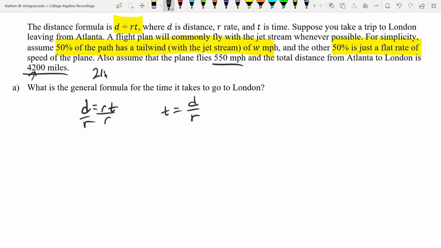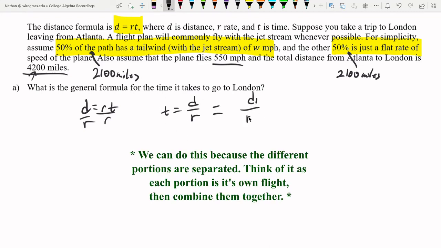So 2,100 miles goes with the jet stream, and 2,100 miles is a flat rate of speed. That means we have different rates of travel for these different distances. And we can actually write that with the distance formula by doing distance 1 over the first rate plus distance 2 over the second rate. You're just breaking up the portions over each rate of speed that you're going and the distance that it travels.